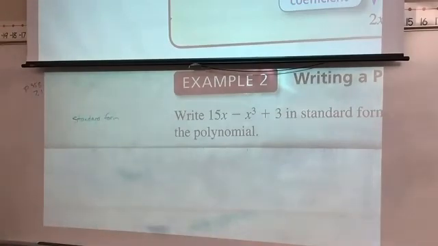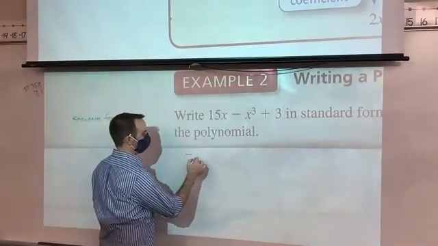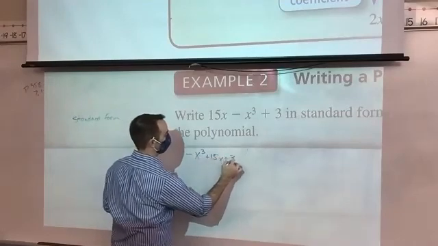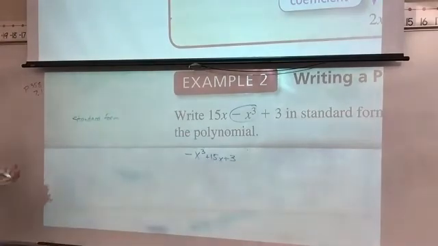All right, raise your hand. What is our standard form going to look like here? What's our standard form going to be? AJ? Negative x to the third power plus 15x plus 3. Perfect. Because remember that negative belongs to that x to the third. So if that goes out front, the negative goes out front with it.